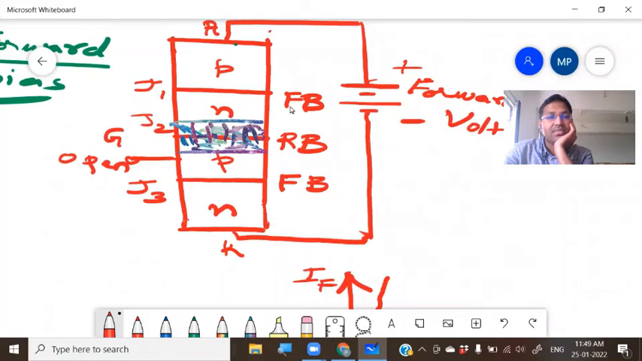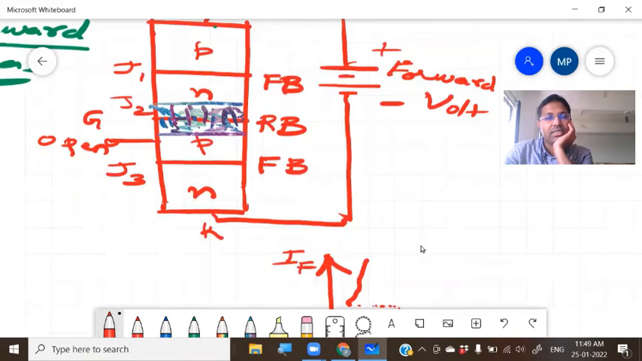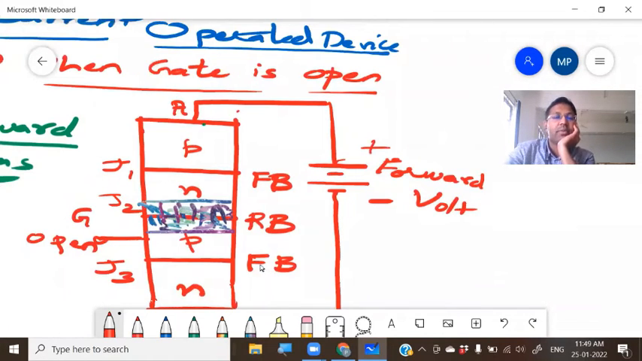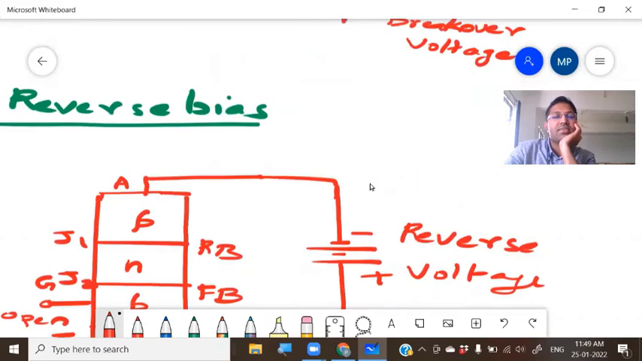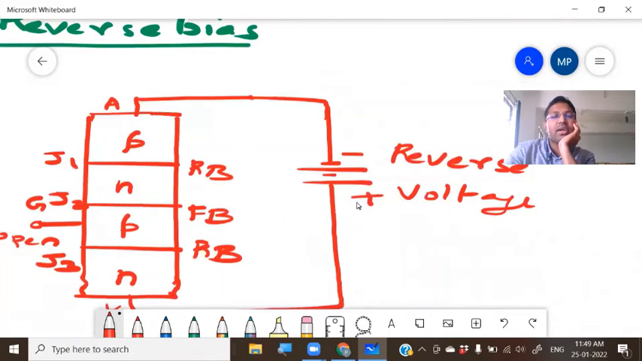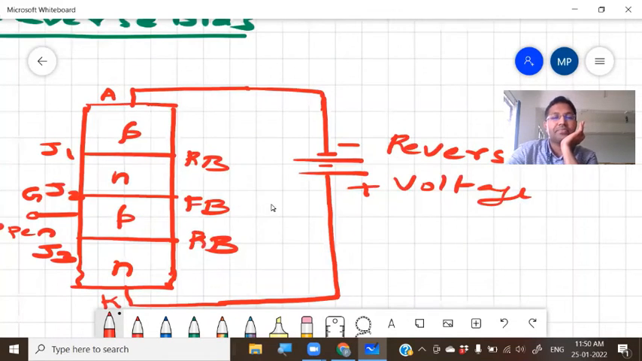Whereas in the other case, when the overall device is forward biased, the top and bottom junctions are forward biased, and the middle is reverse biased. Next, overall device reverse biased means top and bottom junctions reverse biased, the middle is opposite, so forward biased. Simple, right? Now what happens here?